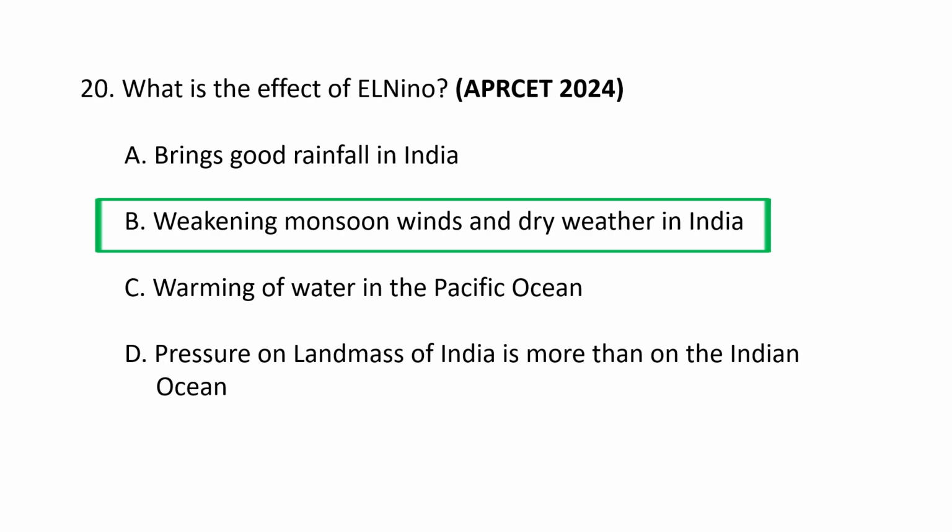El Nino is strongly associated with the weakening monsoon winds and dry weather in India, which can lead to lower rainfall and potential droughts. So during El Nino, the warming of the Pacific Ocean disrupts the global weather pattern, leading to the weakening of the usual flow of moist winds towards India and results in reduced monsoon rainfall. So the effect of El Nino is the weakening monsoon winds and dry weather in India. So B is the correct option.